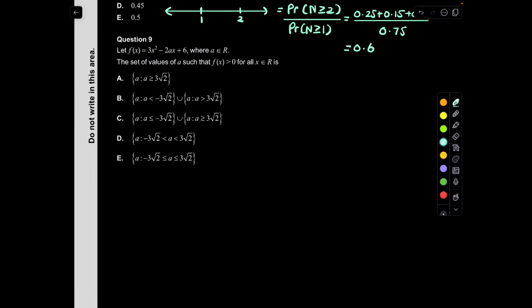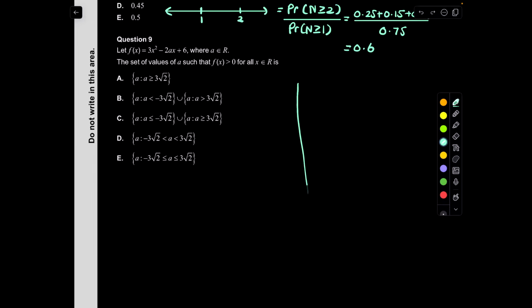Question 9. Let f of x be this function. So it's a parabola and it's a minimum because the constant in front of x squared, not this a value, is positive. So it's a minimum parabola where a is an element of all reals. The set of values of a such that f of x is greater than 0 for all x an element of all reals is what?